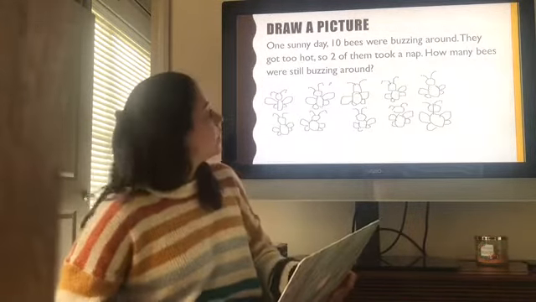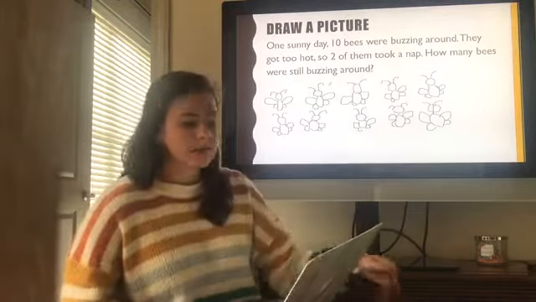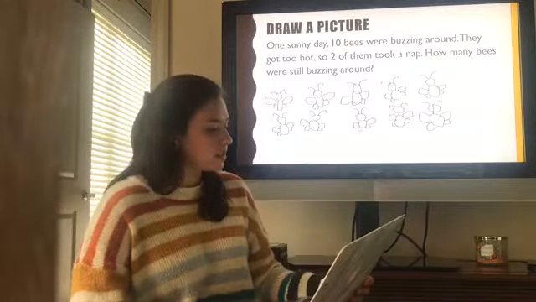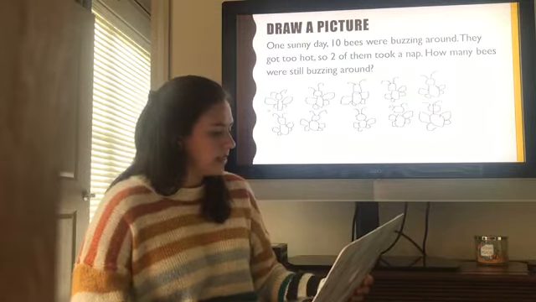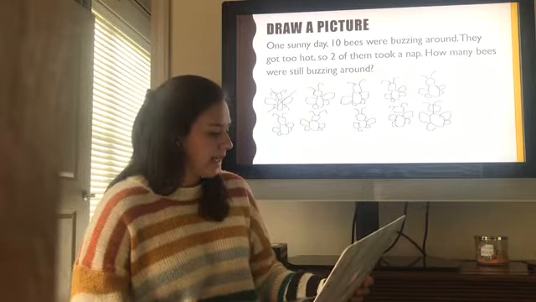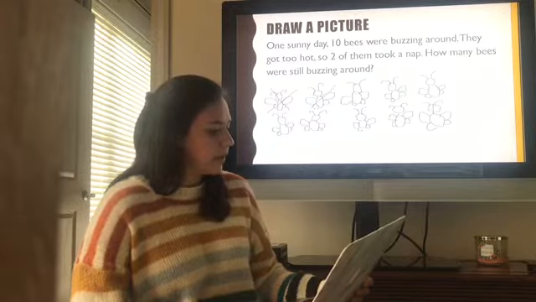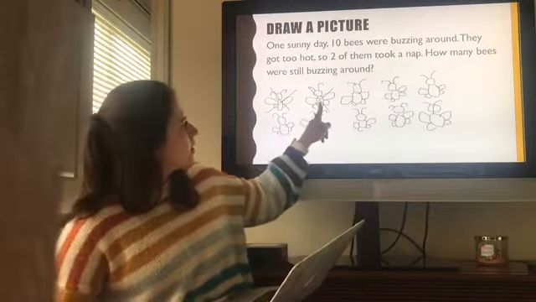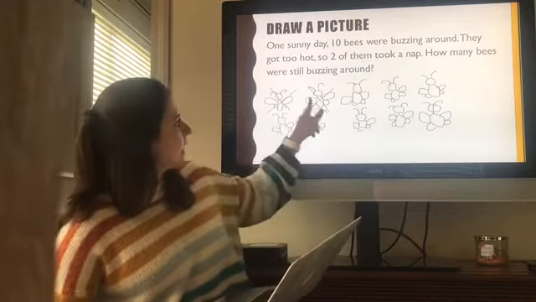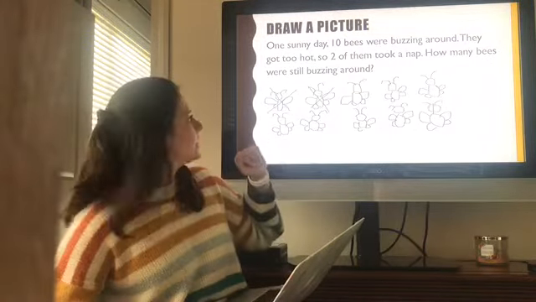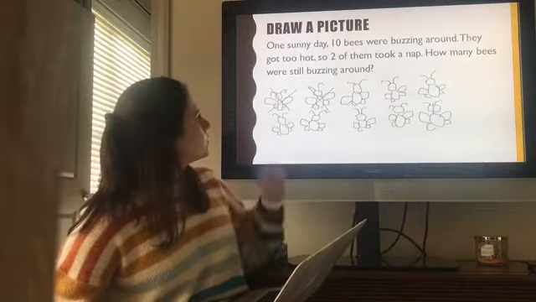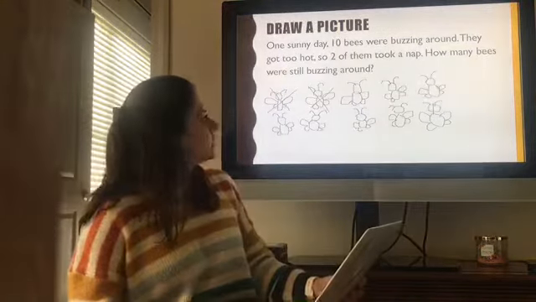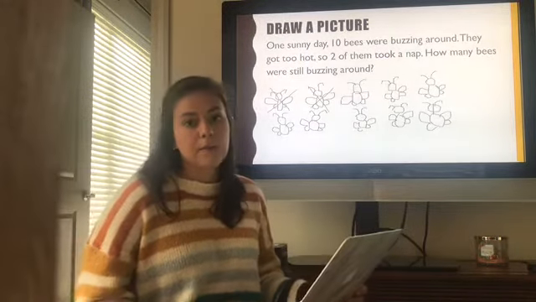So we know that we are subtracting because we're taking some away. So what I'm going to do is cross 2 of them out. I'm going to say this bee went and took a nap, and this bee went and took a nap. So I crossed out this one and this one. I had 10, and then I crossed out 2, and the question is asking me how many bees were still buzzing around. So I can figure out the answer by counting how many bees are not crossed off.